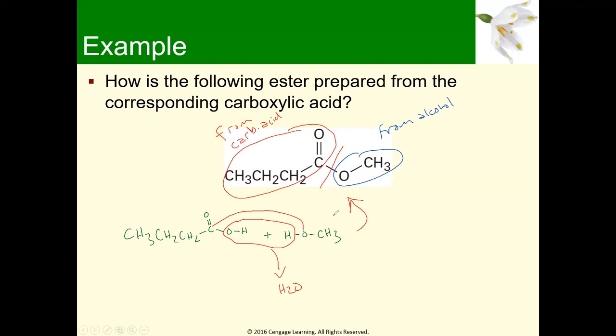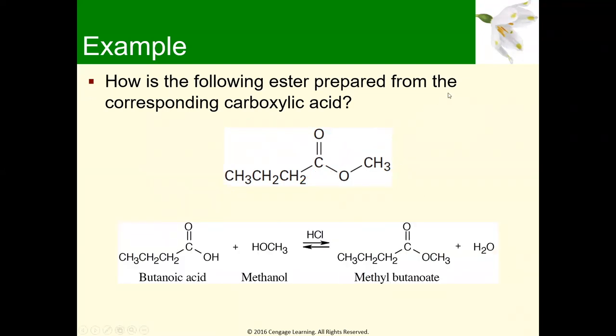Okay, so that's what I expect you to do. Either go forward, if I give you the carboxylic acid and the alcohol, predict the product, or I would expect you to be able to reverse engineer it. If I give you the ester, can you go backwards and tell me what the carboxylic acid and the alcohol were that reacted together to create that ester? Okay, so again, this is just a little nicer handwriting. Butanoic acid reacting with methanol, acid catalyzed, to give you the ester.